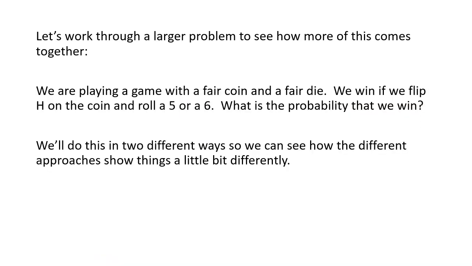So now that we've seen how we can use multiplication and these grid models to solve some of these probability problems, I want to look at a little bit larger of a problem and combine one more idea in with this. So we're playing a game with a fair coin, a fair two-sided coin, and a fair six-sided die. We win if we flip heads on the coin and roll a 5 or a 6 on the die. So what is the probability that we're going to win?